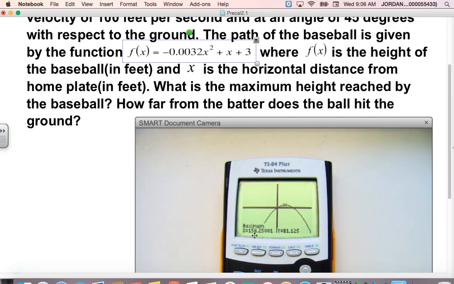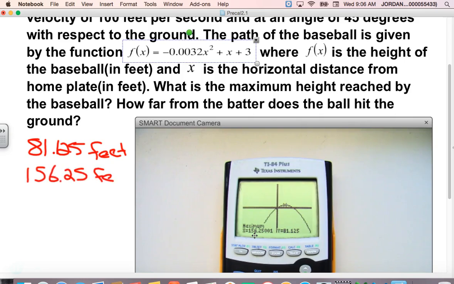So what we would say for our answer is, for the first question, the maximum height reached would be 81.125 feet. Or if you want to round it off, you can. 81 feet is fine. And then the distance that the ball traveled from the batter is 156.25 feet.